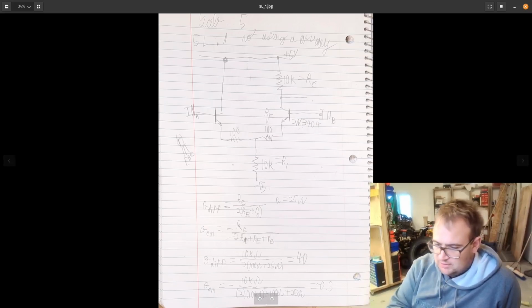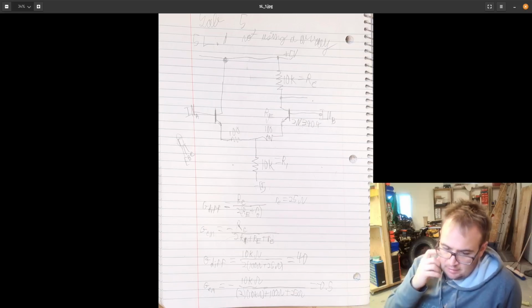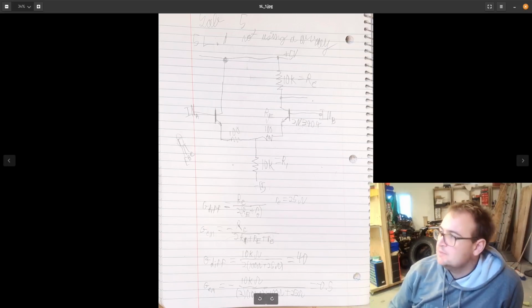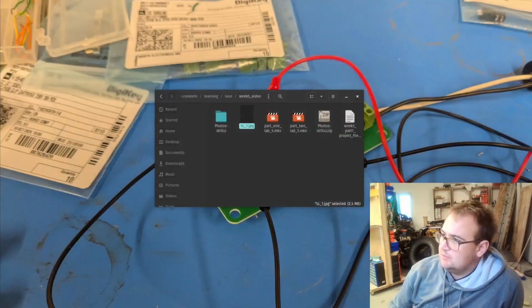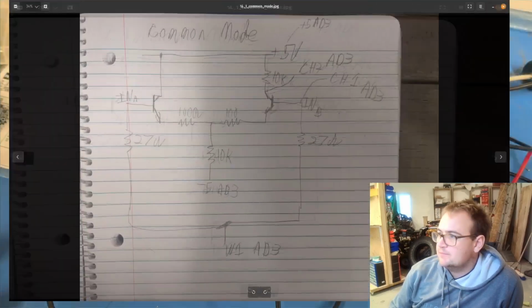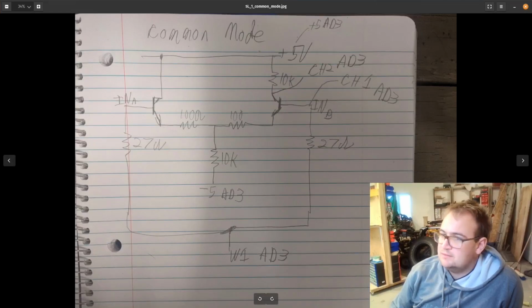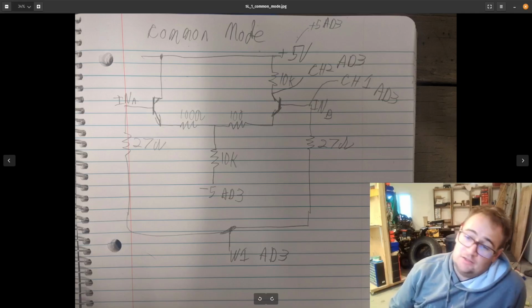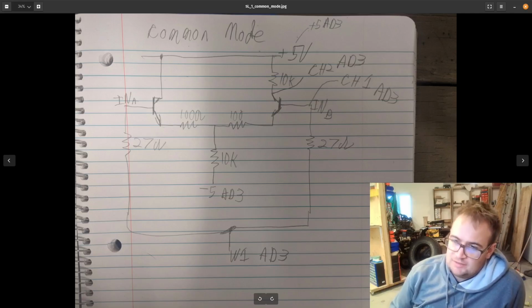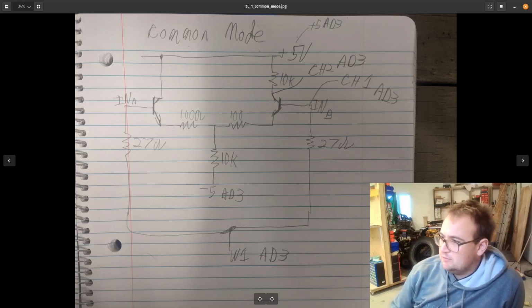Now, I'm going to skip over to the section where we're going to measure the common mode and differential gain. First, I am going to show you the little schematic I have made up for it, just so you can see where everything is connected and what we're actually looking at when I show you the Analog Discovery 3 channels. So we have the plus 5 volts, minus 5 volts, Analog Discovery 3.